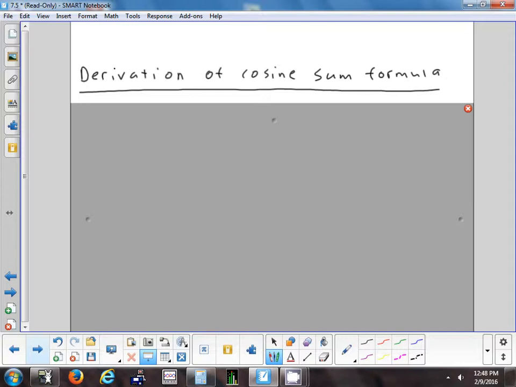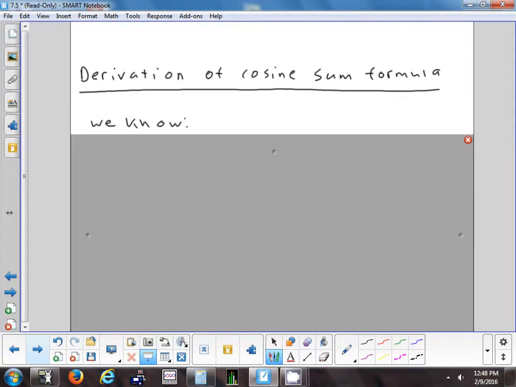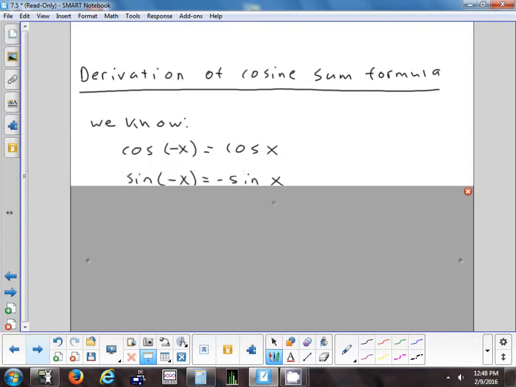All right, now we're going to look at where the cosine sum formula comes from. There are two things we need to know to do that, these two things.